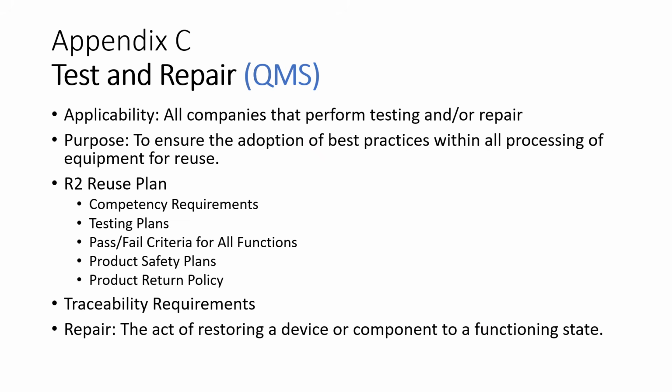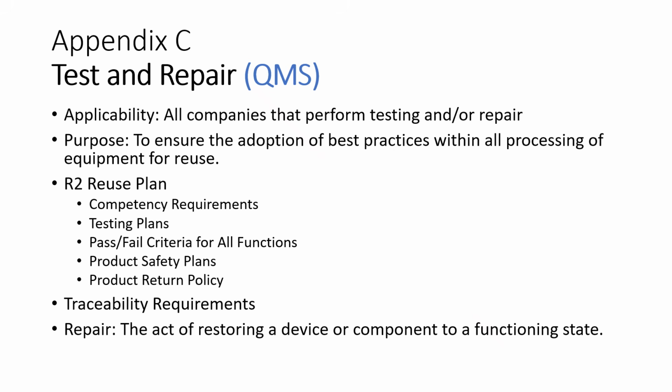Appendix C, test and repair. And this is going to be our first requirement within the standard to additionally add a quality management system. For all companies that certify to Appendix C, they'll also have a quality management system, which currently will either be ISO 9001 or RIOS. This process is going to be applicable to all companies that perform testing or testing and repair.